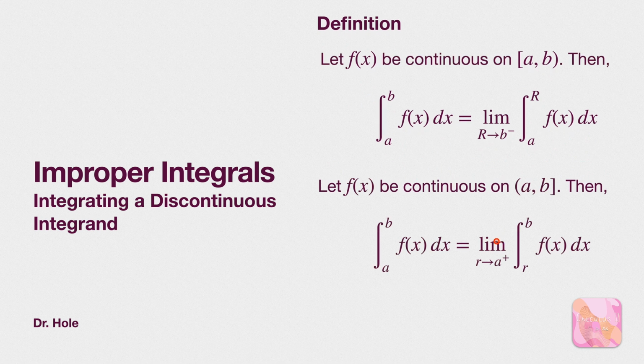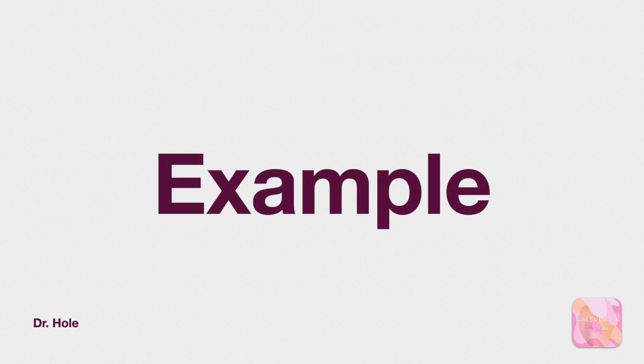Likewise, if we have only information of f being continuous on the interval open at a and closed at b, then this definite integral can be evaluated as the limit of definite integrals where the lower bound will tend down to a. Okay, so let's do an example.